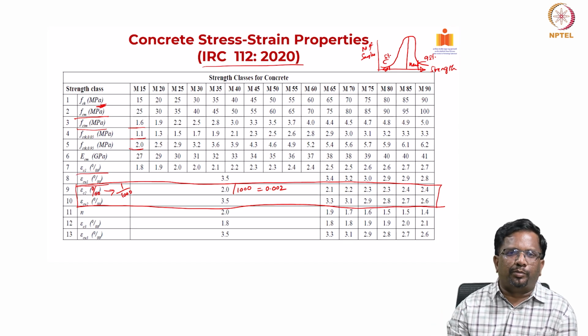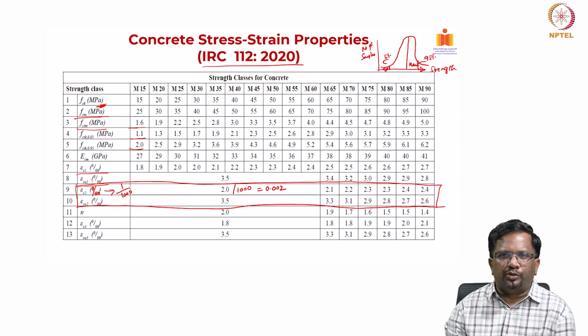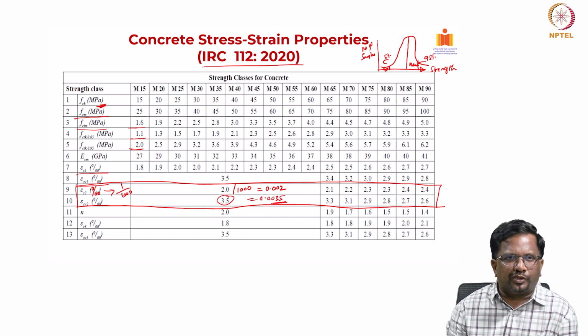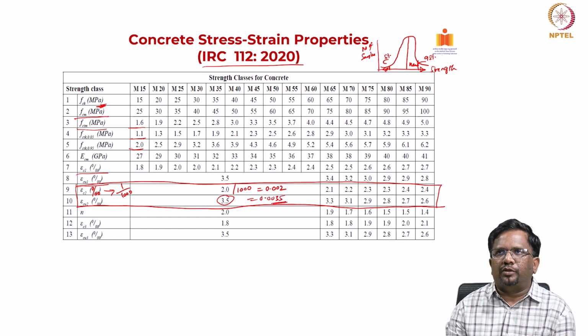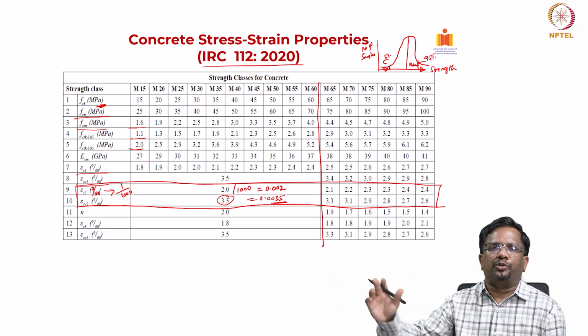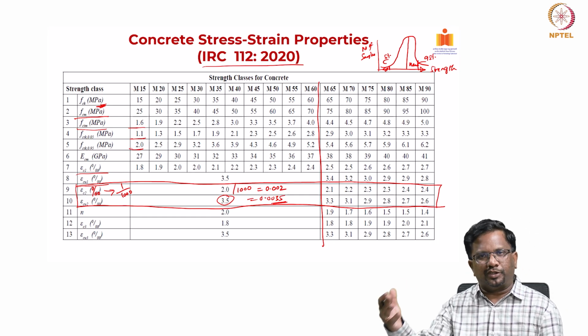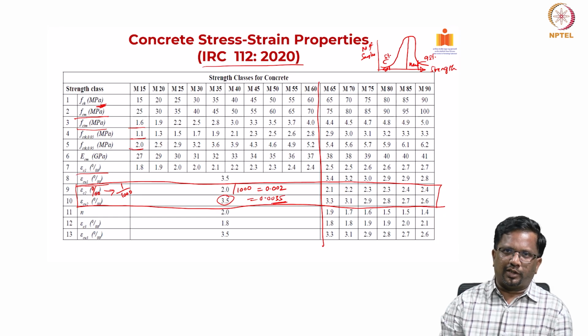I told you it is strictly valid only up to 40, but the code has made it simple. Even up to 60, the code is allowing us to use 0.002 as a peak strain for design. Similarly, epsilon cu2 you can see here is 0.0035, that is your failure strain, the ultimate strain the code is asking for. But the moment you go more than 60 megapascal, epsilon c2 is increasing, and you can see epsilon cu2, the ultimate strain, is reducing. That is exactly what we saw in the actual stress strain curve behavior.